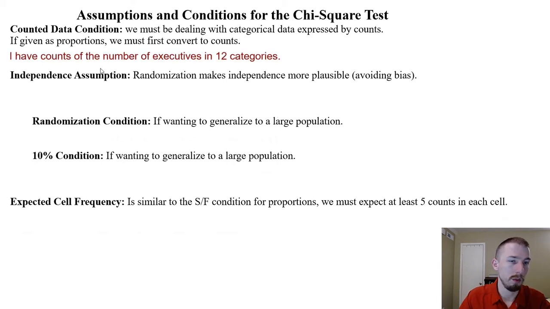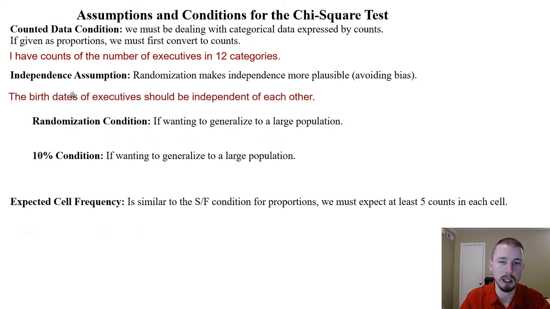All right, so we were given the counts for the number of executives in 12 categories, so we're good to go. Independence assumption. Randomization makes independence more plausible, helping us avoid bias. In this case, the birthdays of executives should be independent of each other. It wasn't necessarily random. They didn't say it was a random sample, but we're not trying to generalize to a larger population. So we're only talking about the Fortune 400 companies. We're not trying to say that that's representative of all other companies or executives or anything like that.